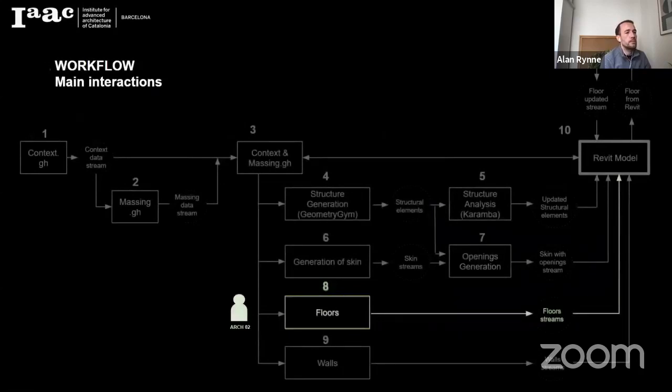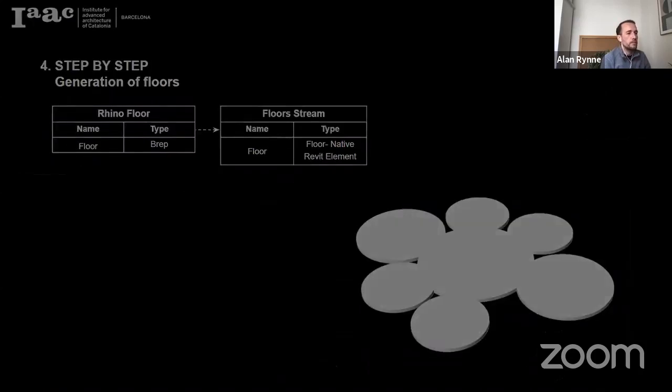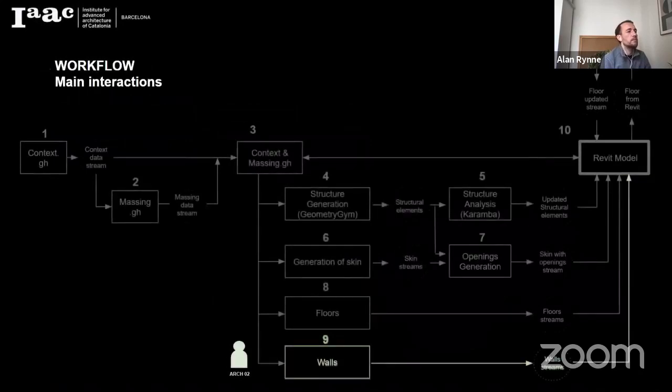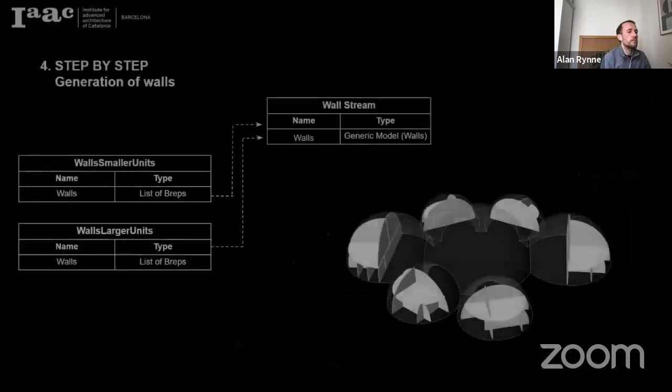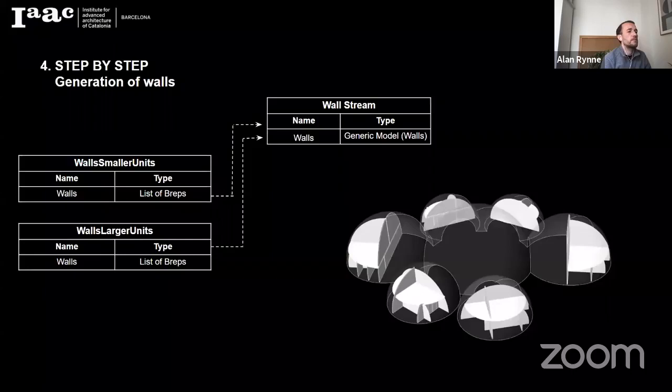And then we followed the same procedure for the floors. This was developed by Architect 2. So in Rhino, we created a BREP, and then we sent it to the stream, where we created this floor native Revit element. And then Architect 2 is also producing the walls. The walls are divided into different groups, the smaller units and the larger units, which are a list of BREPs. We stream them, and what we produce is a generic wall model.